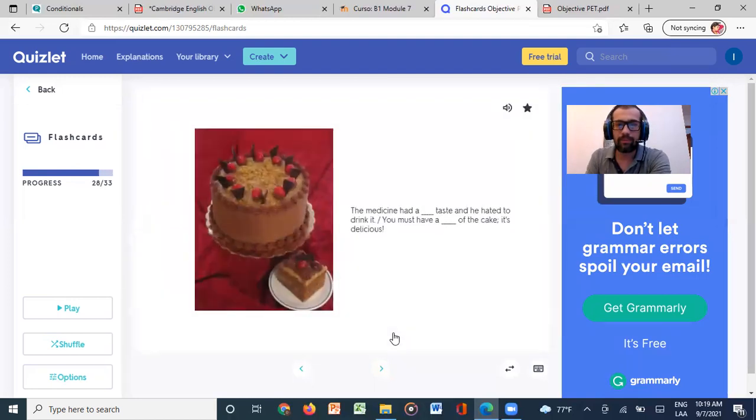Taste. We can say the medicine had a bad taste maybe, and he hated to drink it, or you must have a taste of the cake, right? So taste, you taste something, right? That will be a verb.